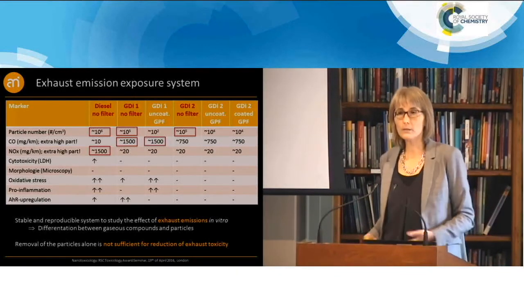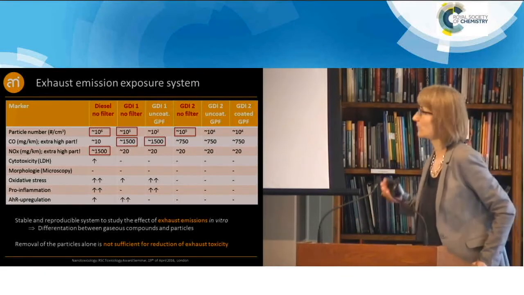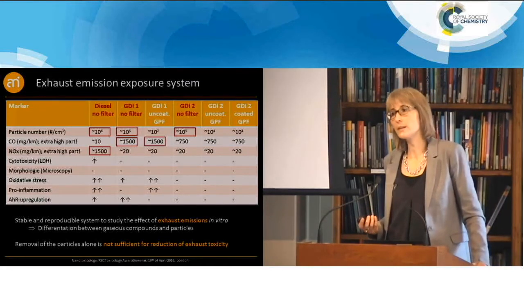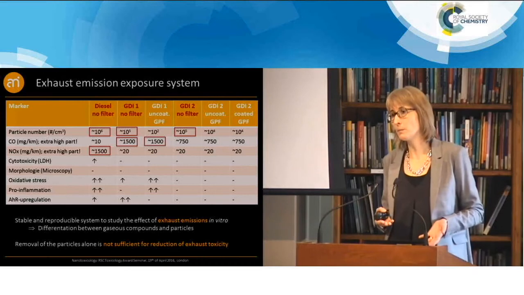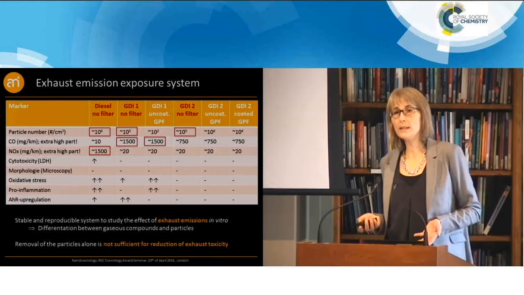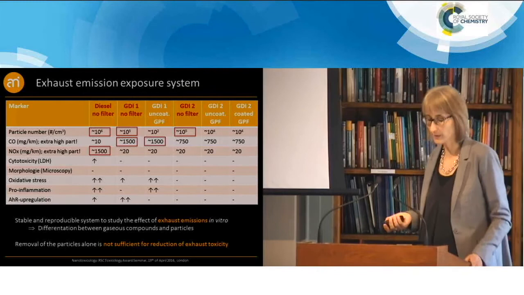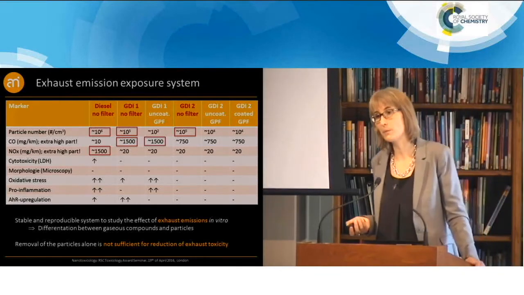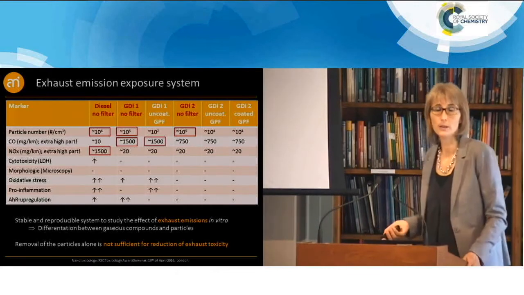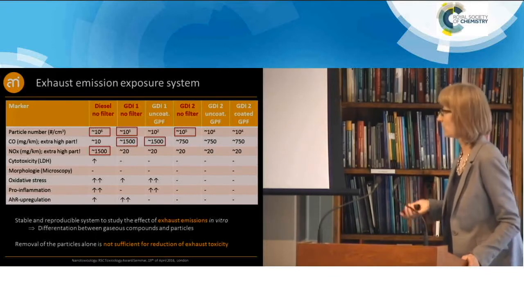So with this co-culture model, we can study the different constituents of exhaust emission with our system, which allows us to differentiate between volatile compounds and particles. And one really key message which we also had to learn is that it's not sufficient to reduce only the particles, but also we should try to reduce more the volatile compounds, and also, of course, the composition is very important.